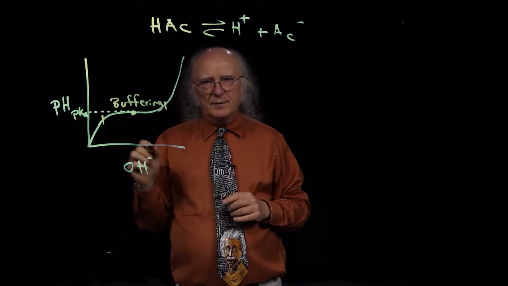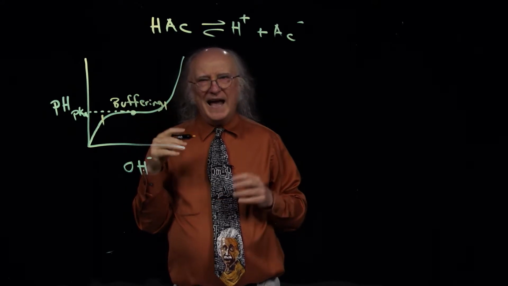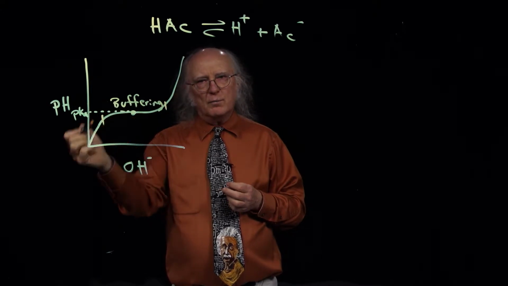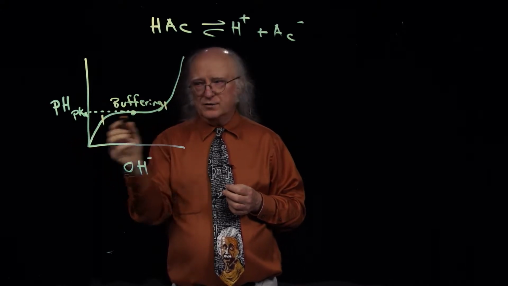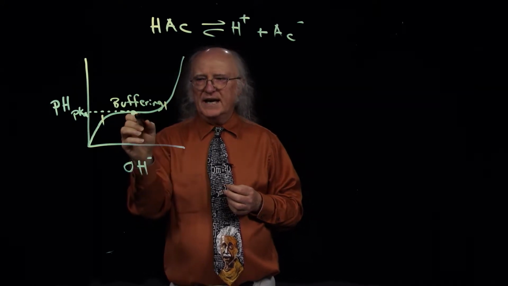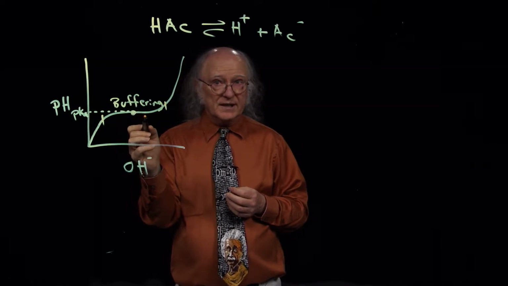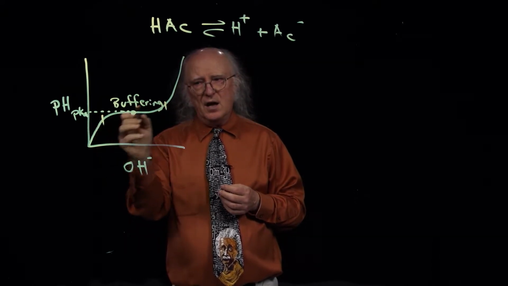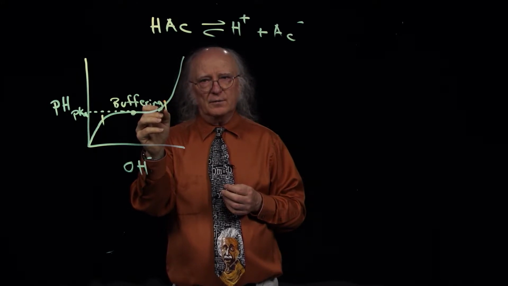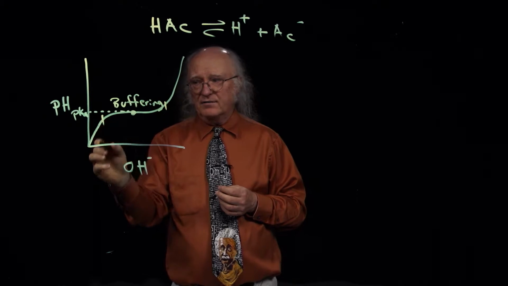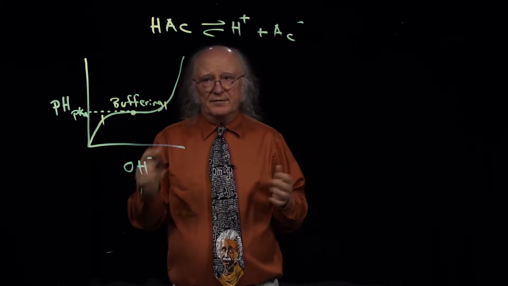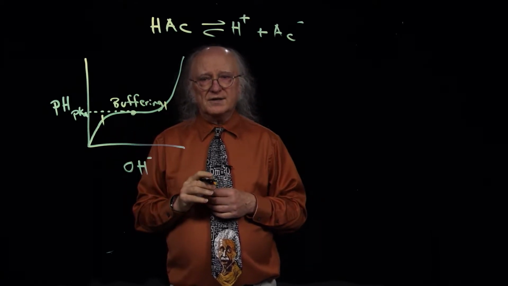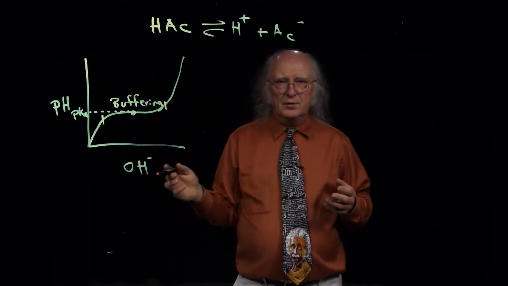A good rule of thumb for any buffer is that a buffer acts as a buffer within a pH range +1 or -1 from the pKa value. So if this were acetic acid, for example, acetic acid has a pKa value of 3.76, we would expect it would act as a buffer from about 3.76 over here up to about 5.76 over here. If we were in pHs outside of that range, acetic acid would not act like a buffer, and we would see very rapid changes in pH as we change protons and hydroxide concentrations. Well, that's a simple weak acid.